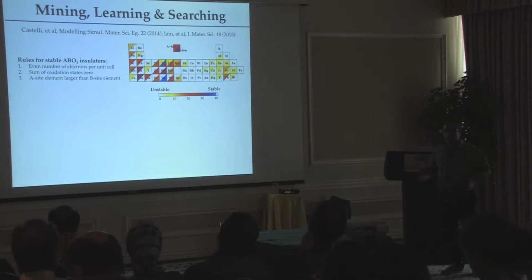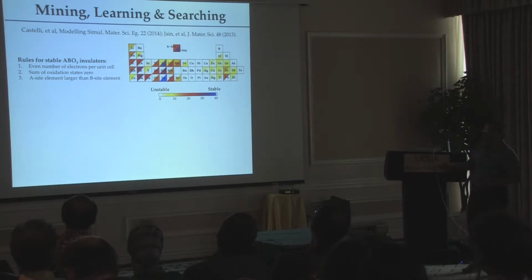A few different machine learning techniques were adopted, and they tried to identify what we can learn from the data. So you have 19,000 cases. They basically found that for a compound to be a stable insulator, it has to have an even number of electrons per unit cell. Of course, we know that has to be the case. The sum of the oxidation states will have to be 0 per unit cell, and the A element has to be larger than the B element. Right? If you knew some chemistry, some physics, and some geometry, you would actually figure this out. But they wanted all of this to emerge from the data.